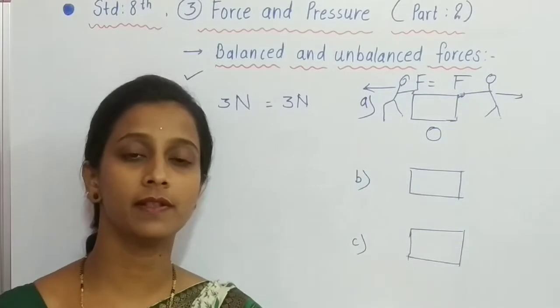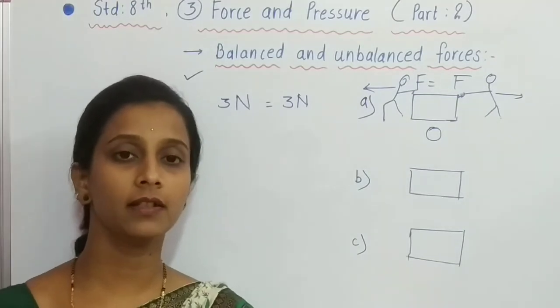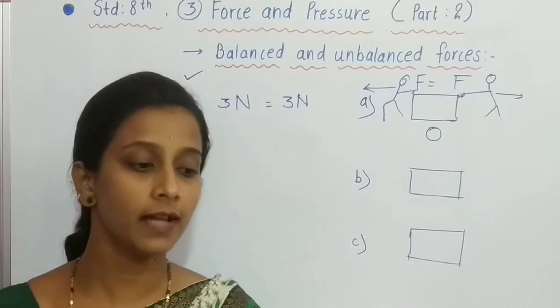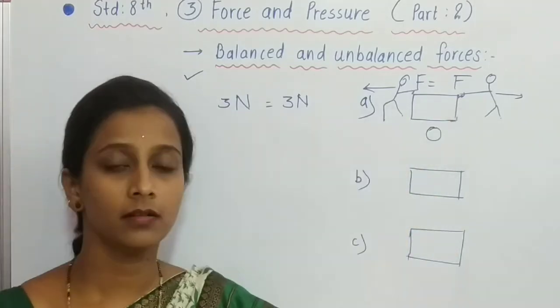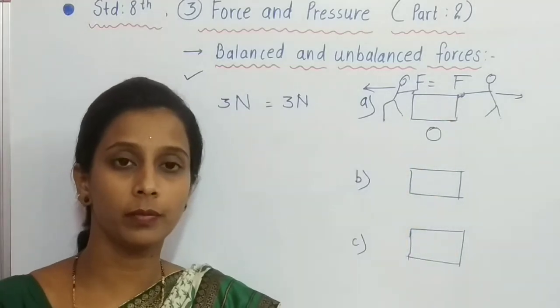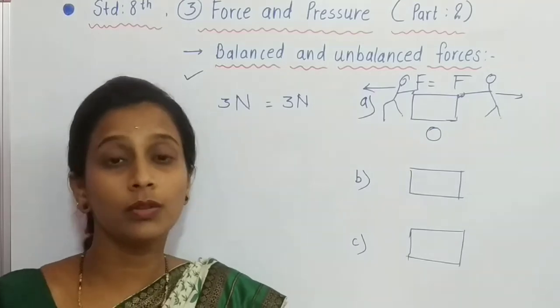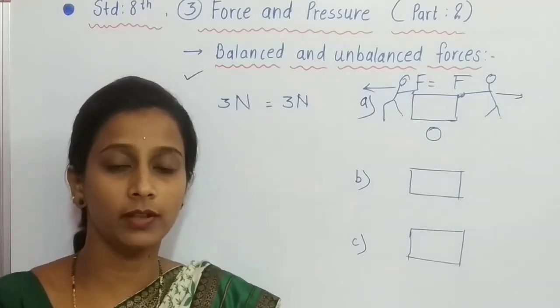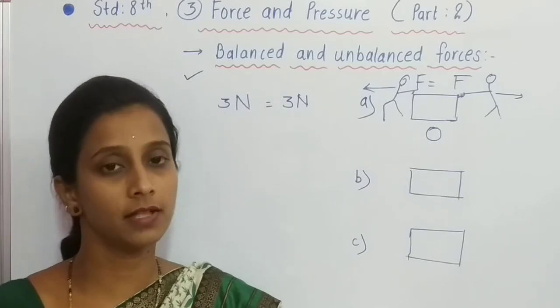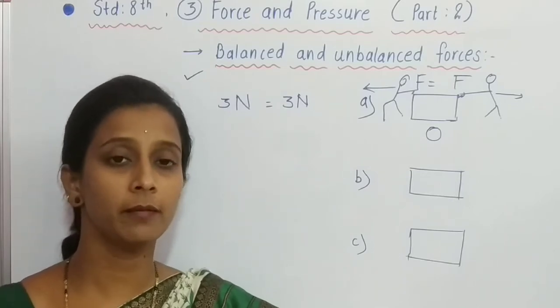So many examples are there. While we are playing the game of tug of war, the same thing happens. The rope remains steady because both teams are applying the same force on that rope, so it remains steady. So many examples are there.